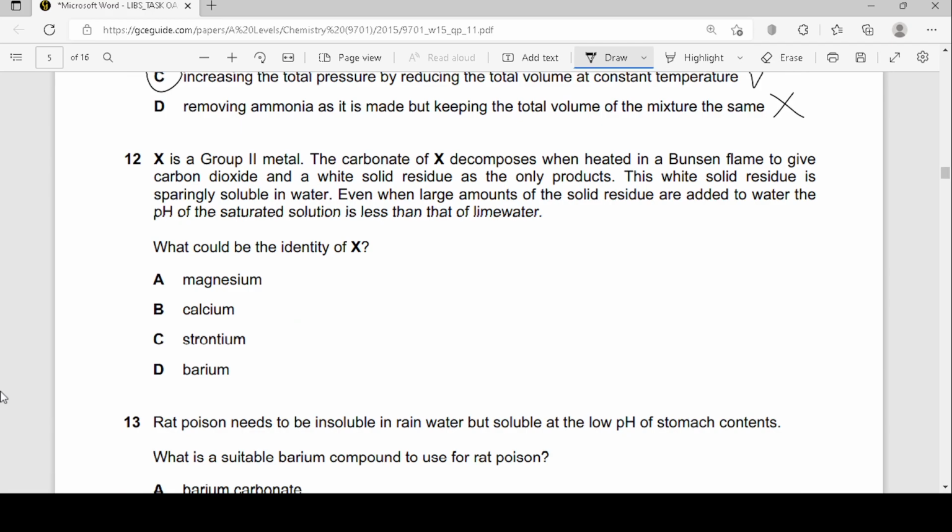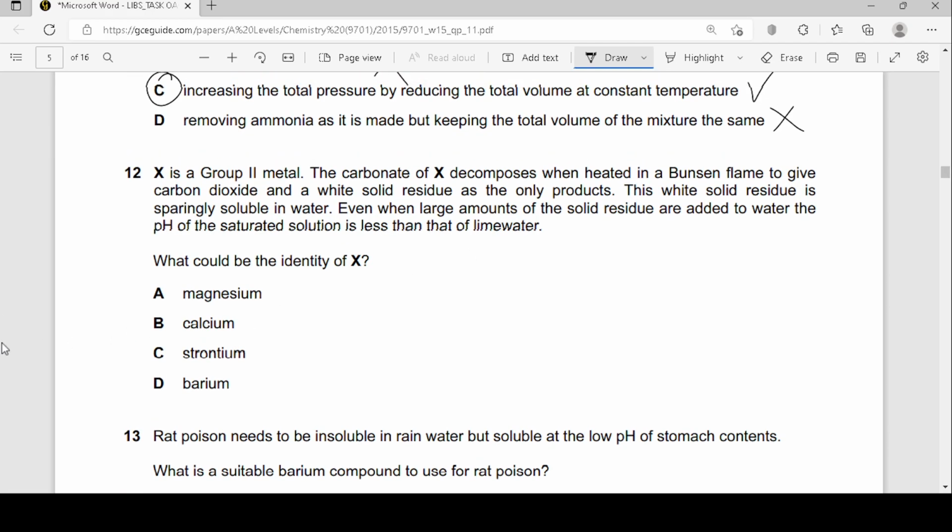Now, question number 12. X is a group 2 metal. The carbonate of X. For any inorganic questions where they tell you a specific group or period, I like to write it down on the side. So over here you have beryllium.